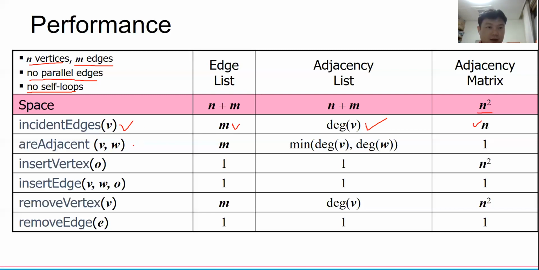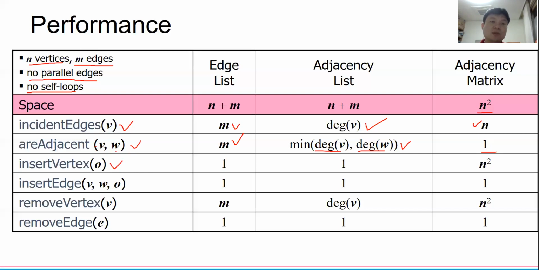Then, are V and W adjacent? I want to know if V and W are adjacent or not. You can just use M times for the edge list. If you are using the adjacency list, it means the degree of V and the degree of W, and you will get the minimum. And the one means just one time, because it's easy. With the matrix, you can just choose the particular node and the other particular node, and you will have only one operation.